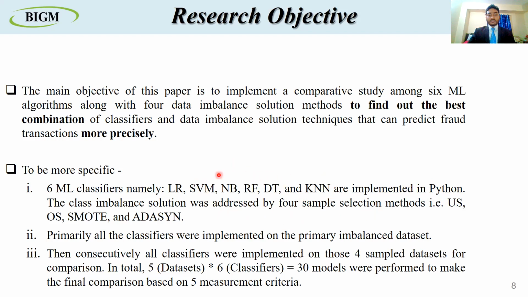Primarily, all these 6 classifiers were implemented on the primary imbalanced dataset. Then consecutively, all these classifiers are implemented again on those 4 sample datasets for comparison. So in total, we have 5 datasets and 6 classifiers. So we have got 30 different models for our final comparison. We have compared these 30 models based on 5 measurement criteria.